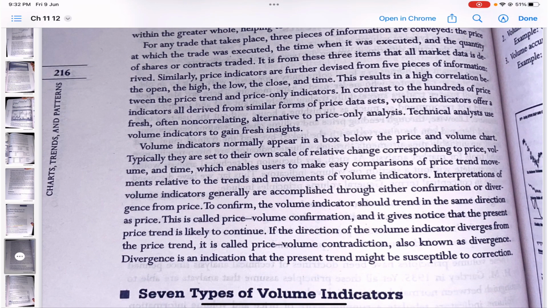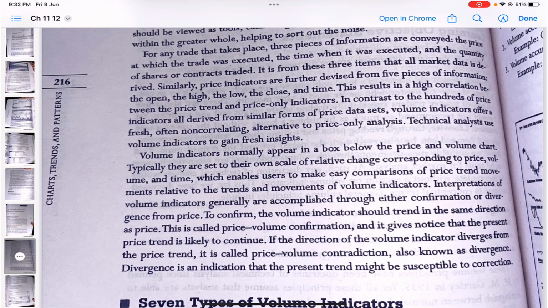For any trade that takes place, 3 pieces of information are conveyed: the price at which the trade was executed, the time when it was executed, and the quantity of shares traded. These are the three golden pieces of information: price, volume, and the time when it happened. This results in a high correlation between the price trends and the price-only indicators. In contrast to the hundreds of price indicators, all derived from similar forms of price data, volume indicators offer a fresh, often non-correlating alternative to price-only analysis.